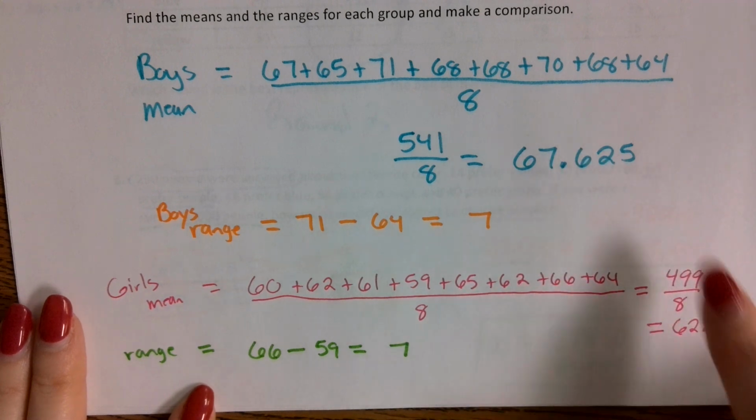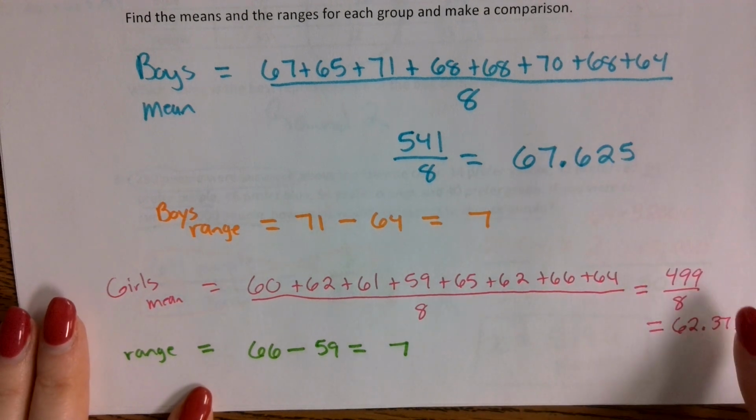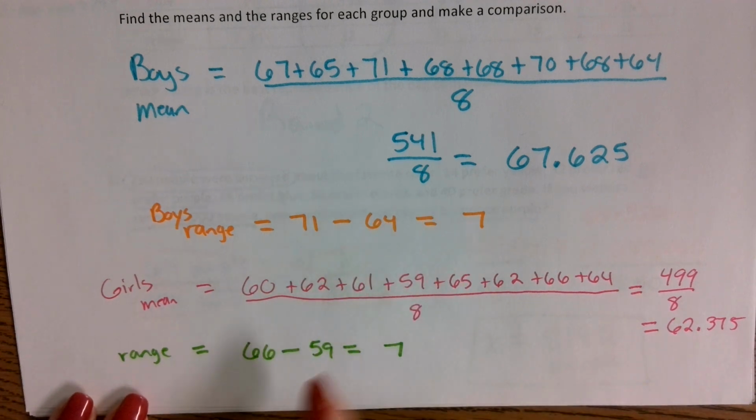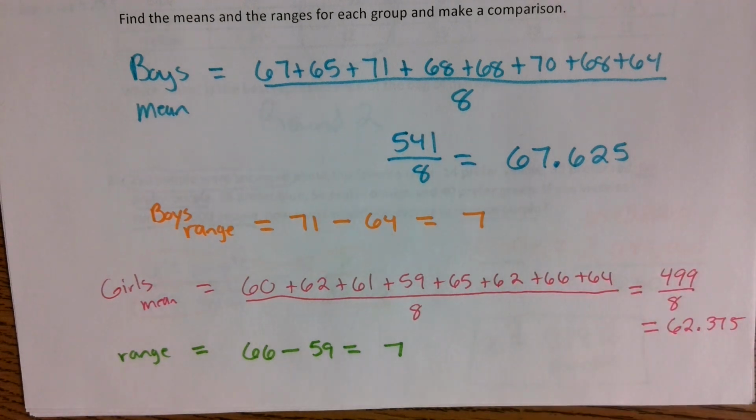Okay, so if we make a comparison, their averages, I can say boys tend to be taller on average. But I can also say that both the boys and the girls are consistent. They are equally consistent in their heights, meaning that they have a shared spread, an equal spread.